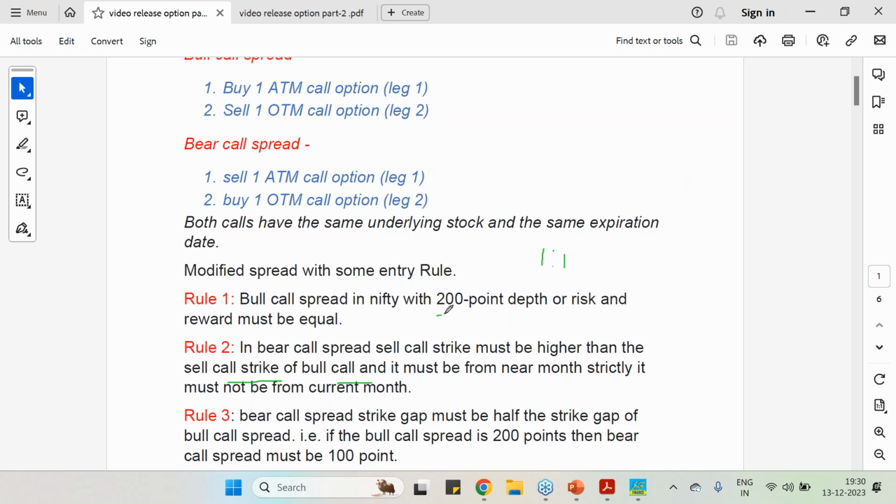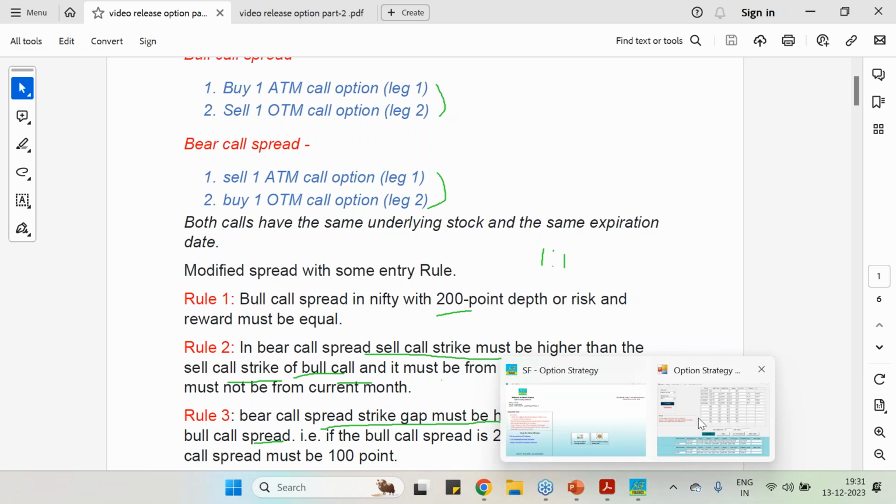First, depth should be 200 points for Nifty. For the bear call spread, the sell call strike must be higher than the sell call strike of the bull call spread. Whatever the bull call strike, the bear call cannot have the same strike, otherwise it will become a butterfly, so you will be doing a butterfly strategy in a different way. So it should be different. The bear call spread strike gap must be half of the strike gap of the bull call spread. This is what it says.